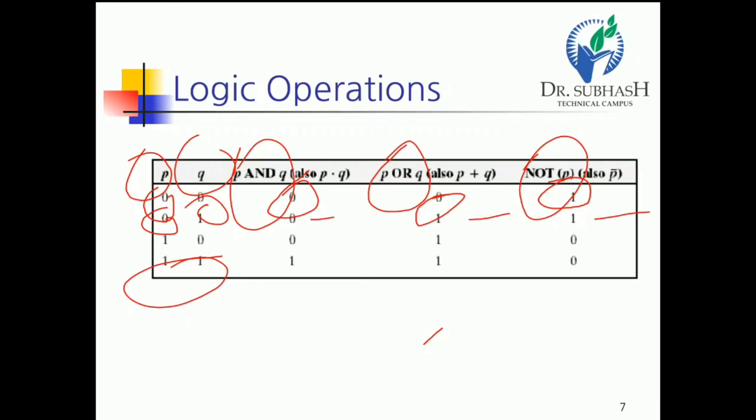So for p and q we perform the AND operation: 1 multiplied by 1 gives the result 1. The OR operation means p plus q, and that result is also 1, and the complement of p is 0. So those are the basic digital logic operations we can utilize in morphological image processing.